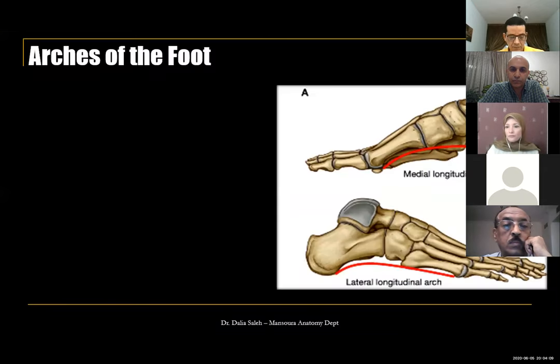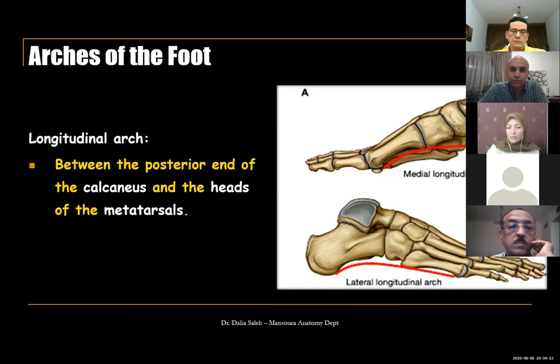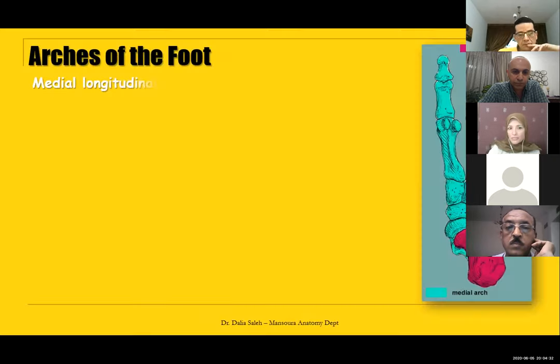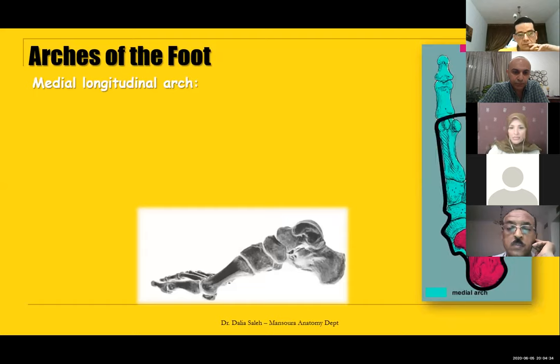When the bones of the foot are integrated and articulated together, they are said to be in the form of a continuous twisted longitudinal arch. Its posterior end rests on the posterior end of the calcaneus and extends anteriorly to the heads of the metatarsals. It is higher on the medial side than on the lateral side. So we have two arches, the medial longitudinal arch, as we can see here.